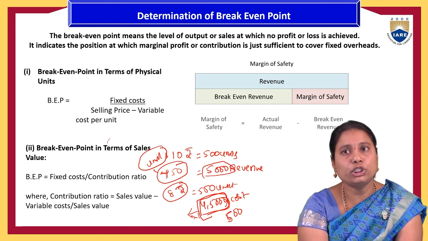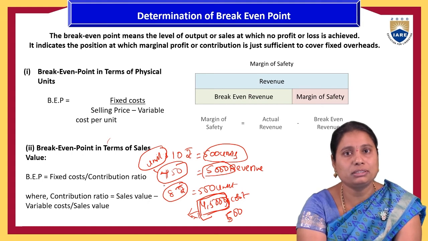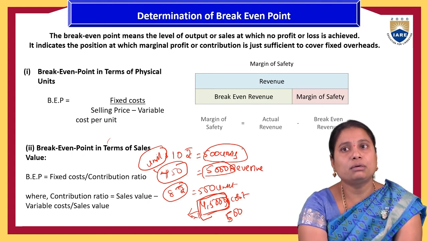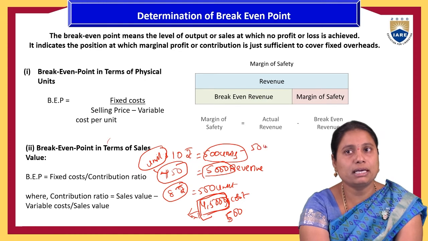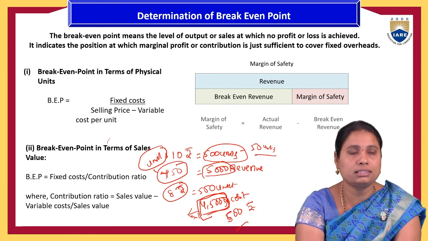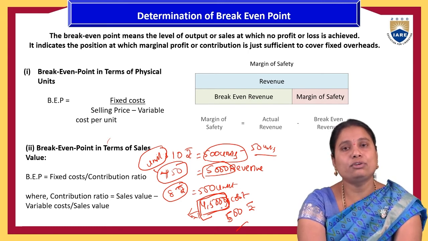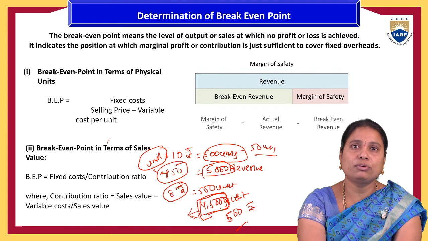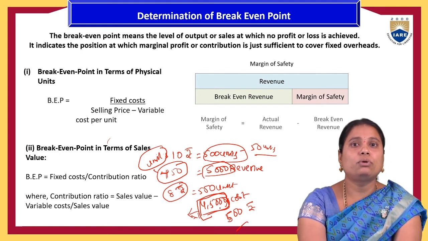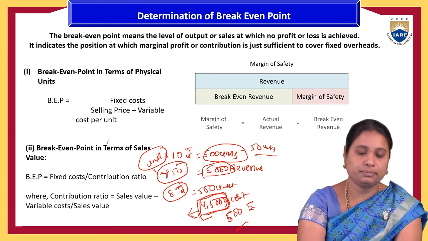They have sold, actual sales is 500 units, break-even sales is 450 units, which means the margin of safety is 50 units. Additionally, those 50 units or the 500 rupees is called the margin of safety. That is the determination of the break-even point, either in terms of physical units or in terms of sales revenue, and actual revenue minus break-even sales is called the margin of safety.